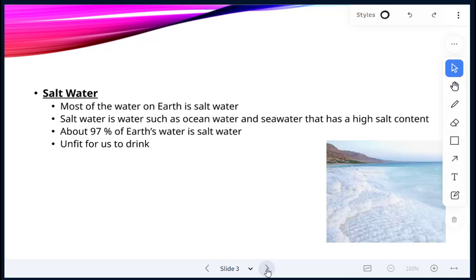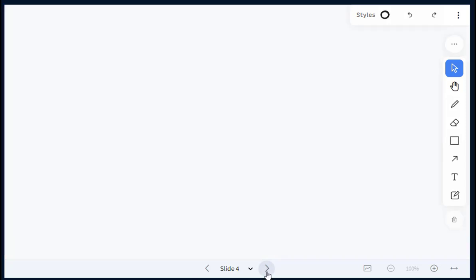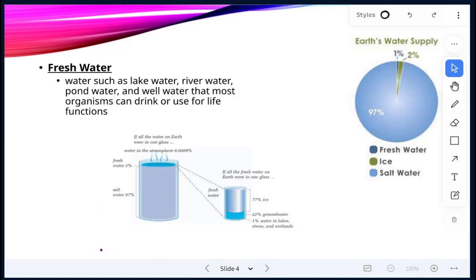Most of the water on Earth is salt water. It's the water such as ocean water and seawater, and they have a high salt content. So about 97% of Earth's water is salt water, and it's unfit for us to drink in that form. We can't drink that salt water. It would just dehydrate us.